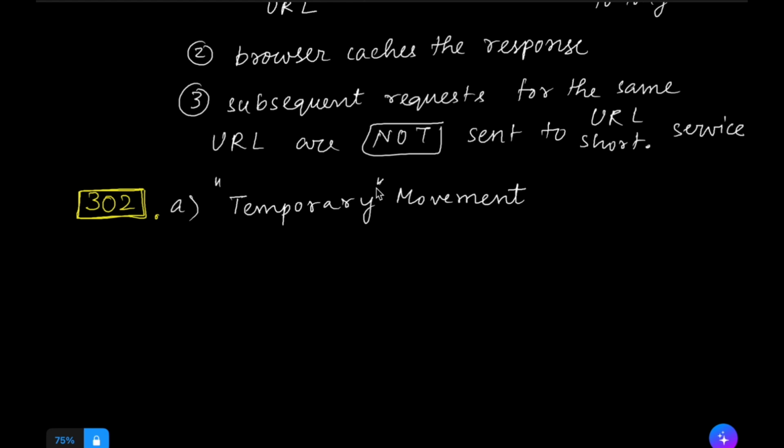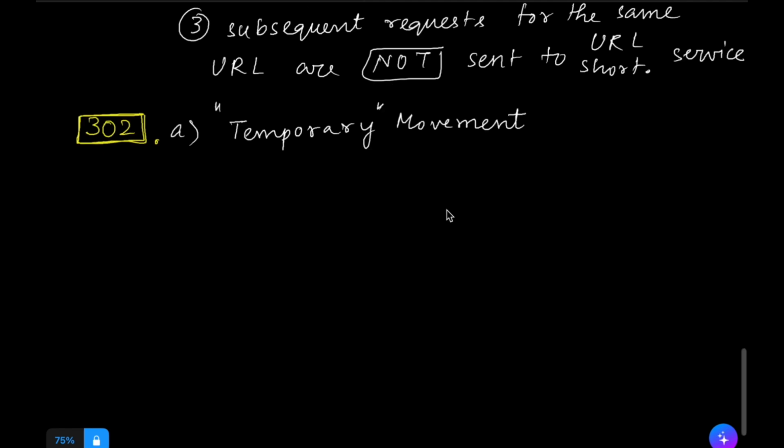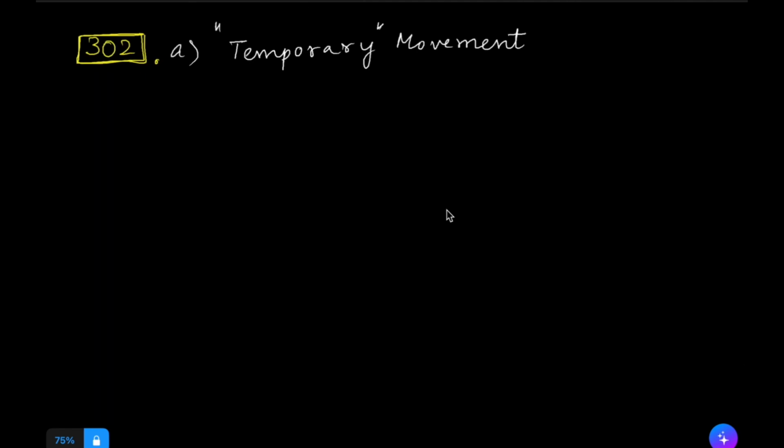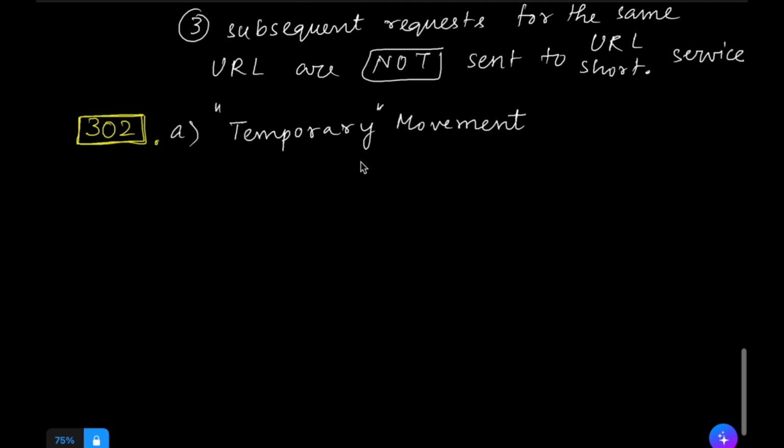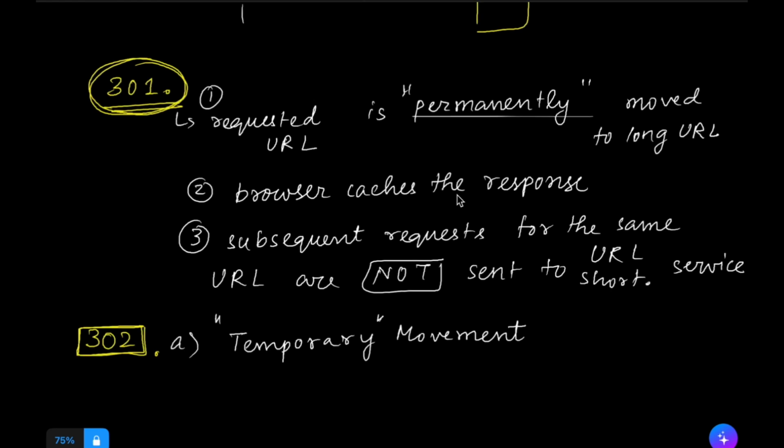So there are a few pros and cons of these responses. I'll write here. For this one, the pro is that it reduces load on the server. Every time, you don't need to go to the URL shortening service to fetch the long URL, and it reduces the load on the server.